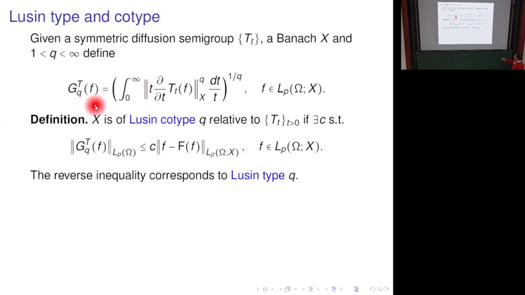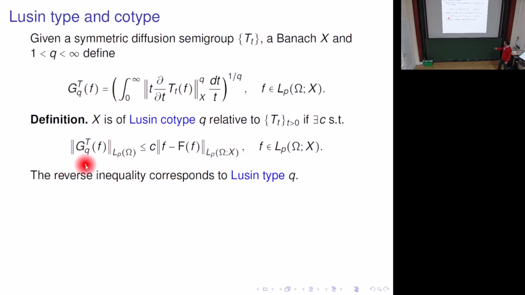You wrote F is in LP, you mean F is in LQ? F in LP. Q is fixed, and Q and P are usually different. In fact, Q is fixed in my talk, and P can vary from 1 to infinity. So in this case, we want to compare the LP norm of this Q variant of F with the LP norm of F.